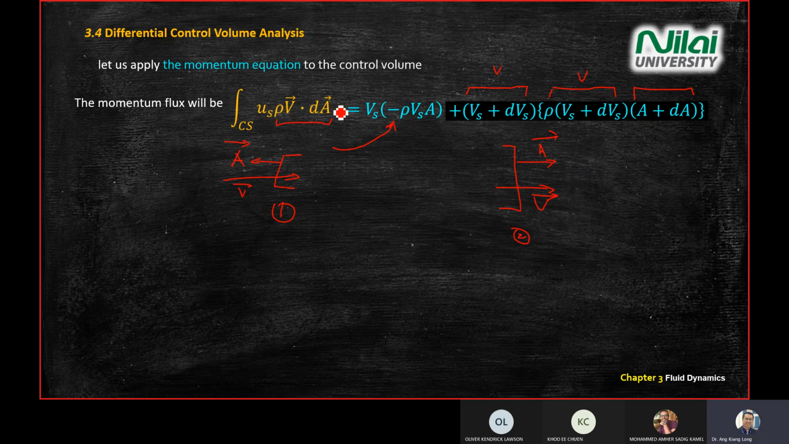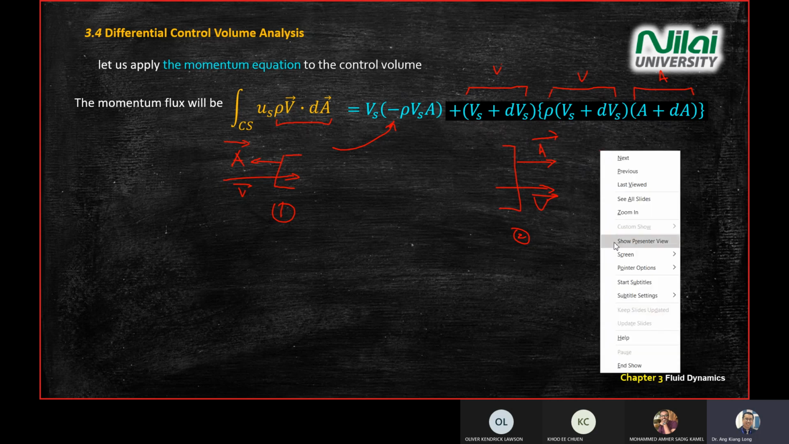V rho V dot dA, so we have 2 times of velocity there. So that's why in the first term here, you see there's a 2 velocity there. Okay, when you see 2 velocity, it means that you are looking at the momentum equation. And for the second term, you should understand why there is no negative there, because the dot product of the vectors is positive, and negative when the dot product of the vectors is negative.